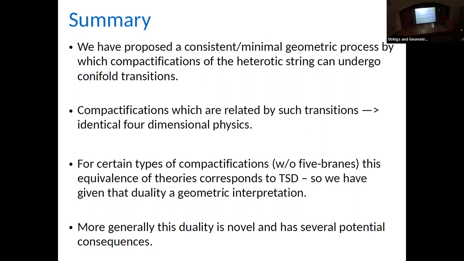What we've shown explicitly, even though we don't understand the field theory yet, is that we can control the geometry of these compactifications, their degrees of freedom, and the potentials very explicitly, and we can show that they will match. For certain types of compactifications without five-branes, we have shown that this corresponds to a known observed effect in GLSMs, namely target space duality. And the fact that the spectra will match across target space duality was never proven before in the GLSM literature or otherwise. So we've given a geometric interpretation to that and a proof that the spectrum will actually match across the target space duality procedure. More generally, if we include five-branes or just bundles that don't correspond to monads, et cetera, this duality is novel and it has lots of potential consequences.